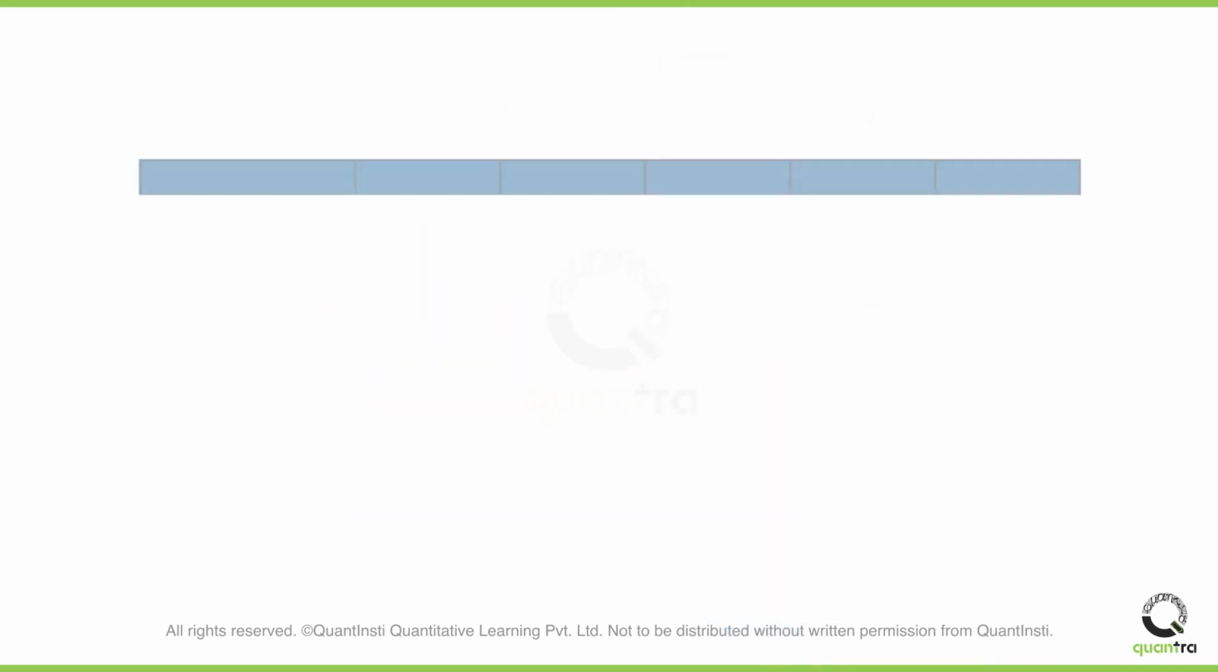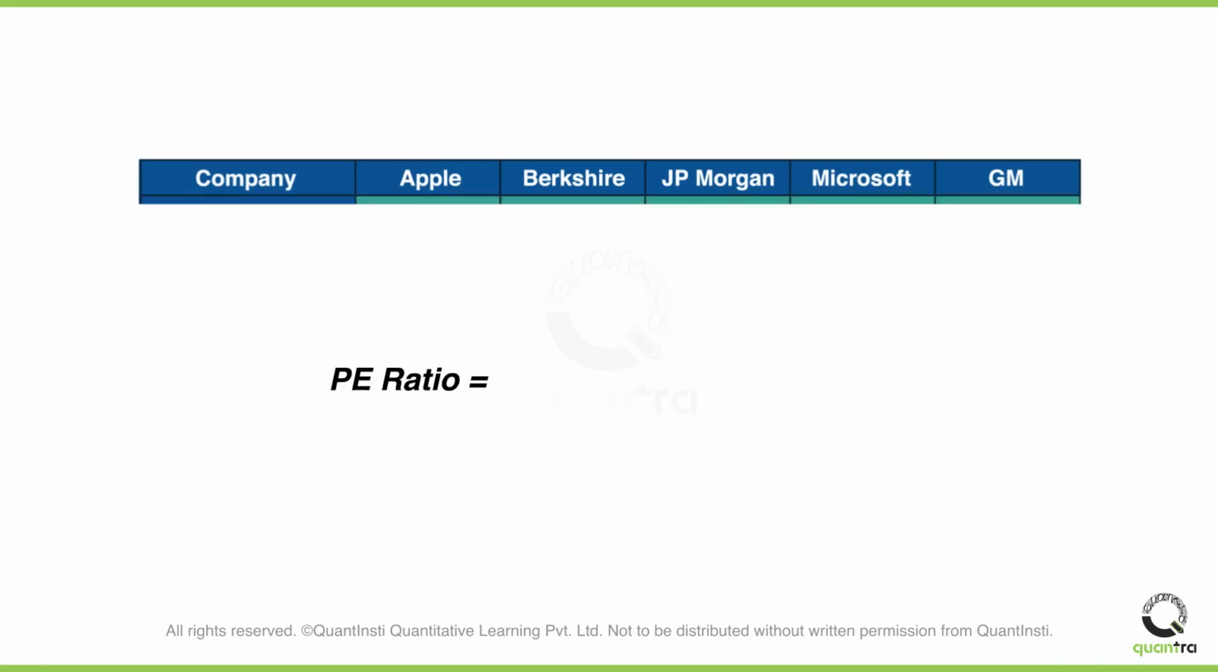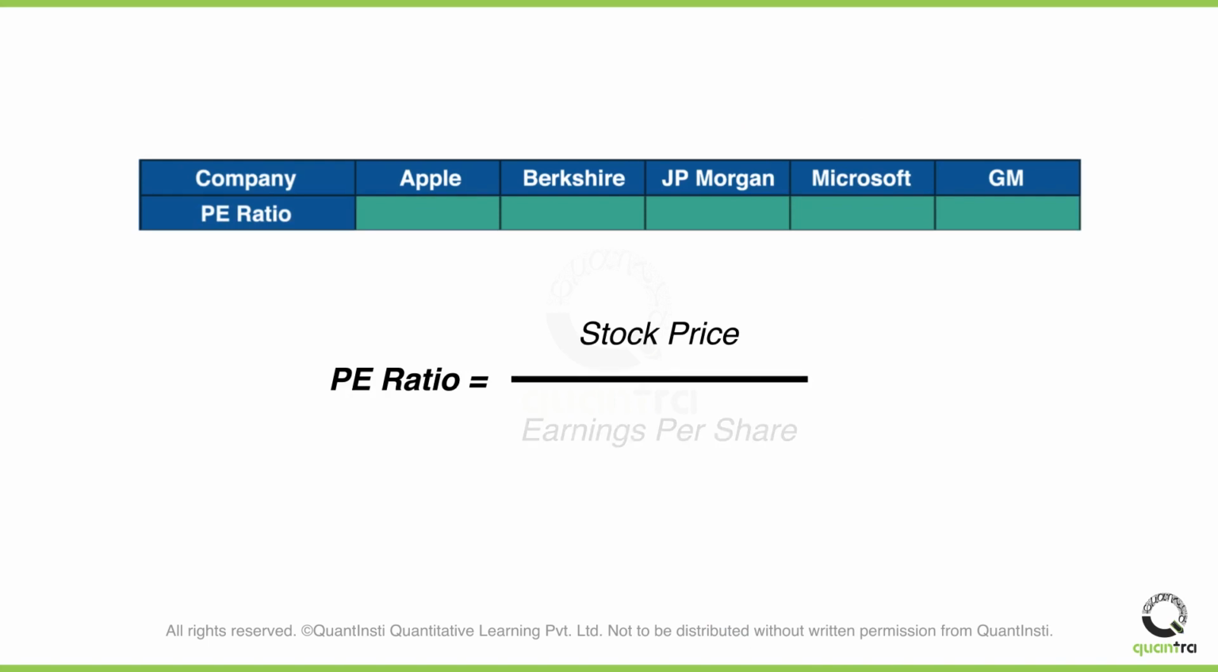Let us take 5 companies as an example, shown on the screen. Now you will calculate the PE ratio of the companies using the formula. PE ratio is equal to stock price divided by the earnings per share. All right. Now you have the PE ratios, as shown on the screen.